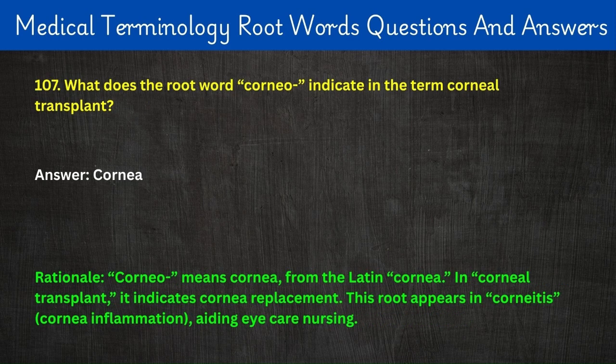107. What does the root word corneo- indicate in the term corneal transplant? Answer: cornea. Rationale: corneo- means cornea, from the Latin cornea. In corneal transplant, it indicates cornea replacement. This root appears in corneitis, cornea inflammation, aiding eye care nursing.